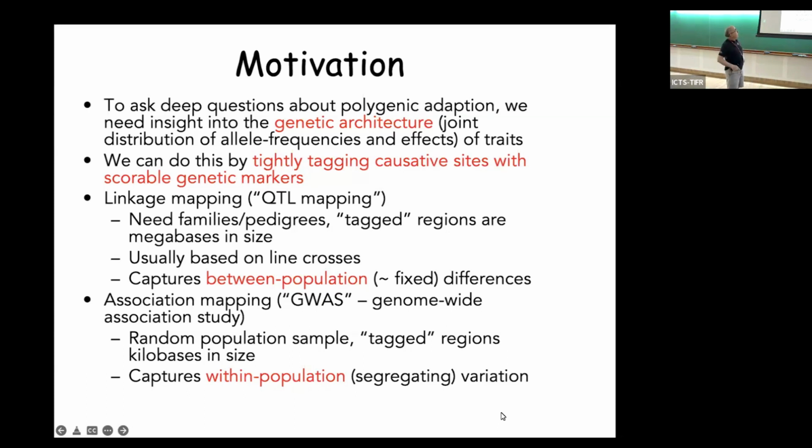So architecture is really, really critical. That's the joint distribution of allelic effects and their frequencies, and also the number of loci. That's how we'll define architecture.